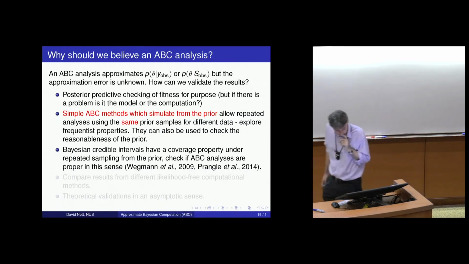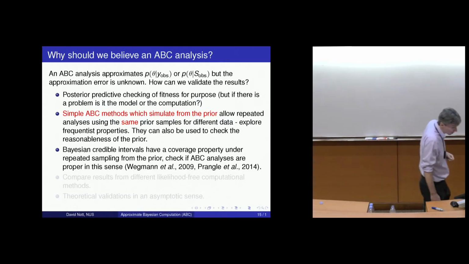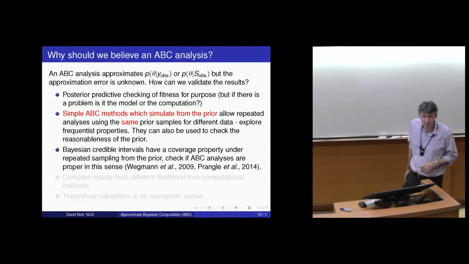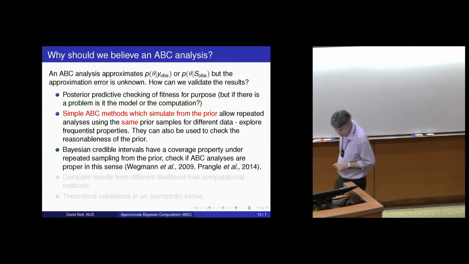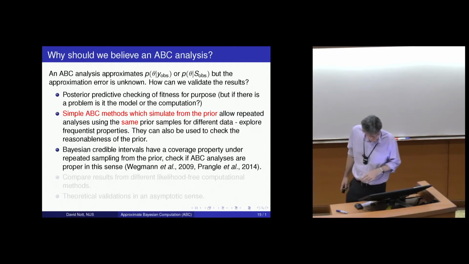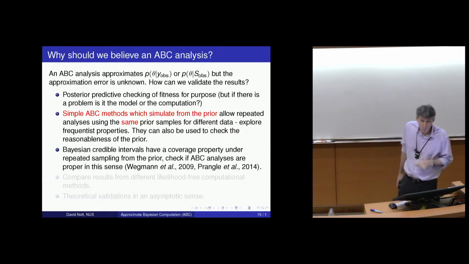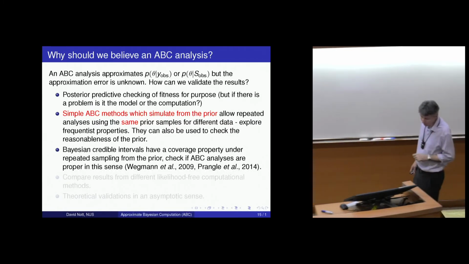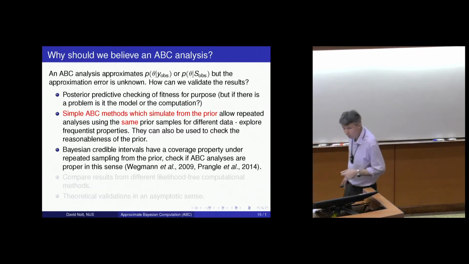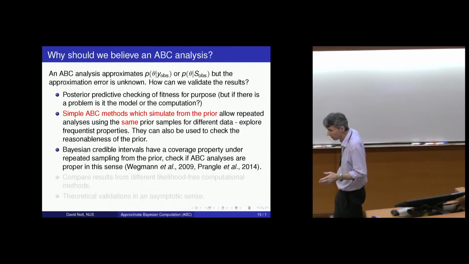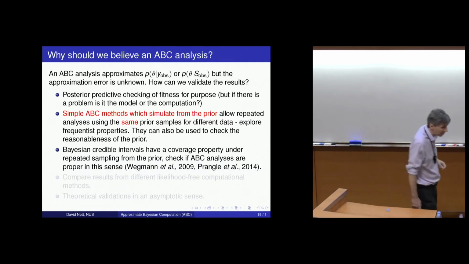Another, perhaps, as well as checking frequentist properties of ABC inferences, there are also more Bayesian ways that you can check the adequacy of the ABC posterior. You might know that Bayesian credible intervals have a kind of coverage property under repeated sampling from the prior. In other words, suppose you repeatedly generate a theta from the prior, then some data, and then for each of those samples, you compute, say, a 95% posterior credible interval.